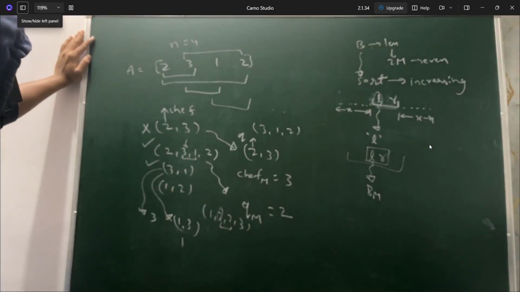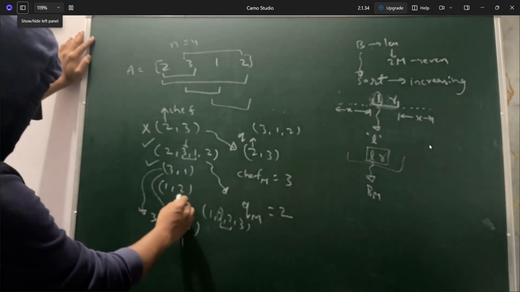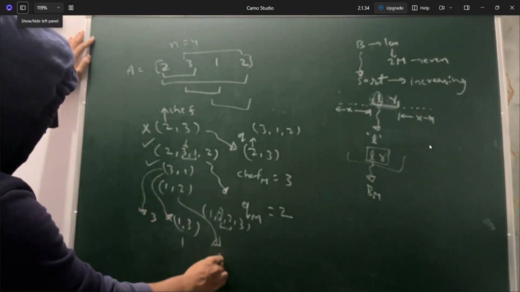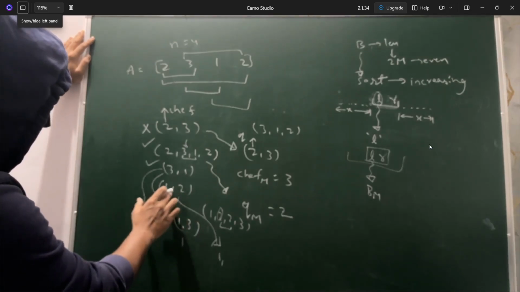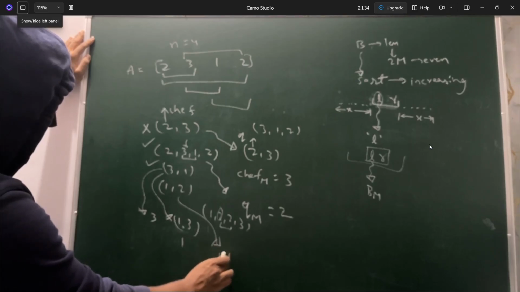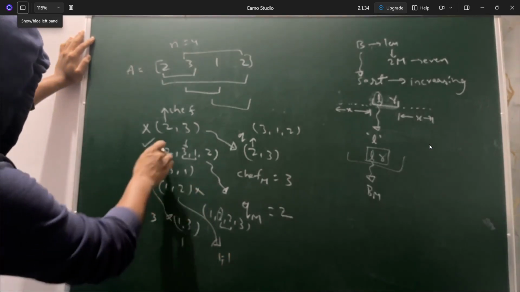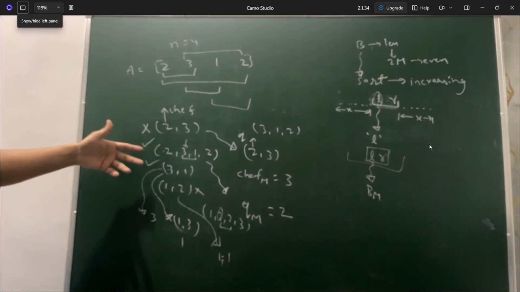Here also if you try to take, according to chef 1 is the median, and if you sort it, it is already sorted. So according to the question as well, 1 is the median. So both are equal. This is not a valid subarray. So these two are valid subarrays. So you can return any subarray.